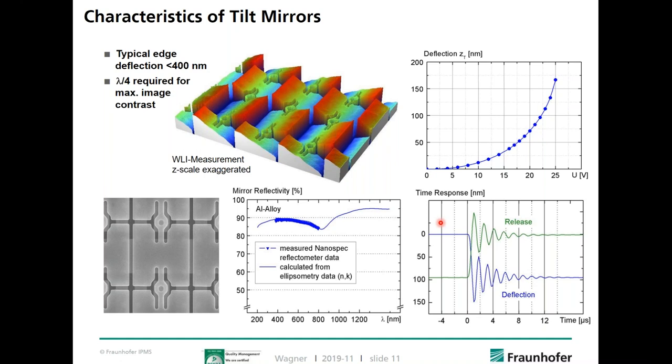For deflection curve characterization, you see some transient behavior on the lower right. So switching speed, damping, everything is simulated up front and later on, of course, also measured. We have to look at mirror reflectivities, which are, of course, very important. As I mentioned, most of the devices have some aluminum alloy. At the moment, we can't offer a pure dielectric stack since it's very complicated in structuring. That is a process detail issue.